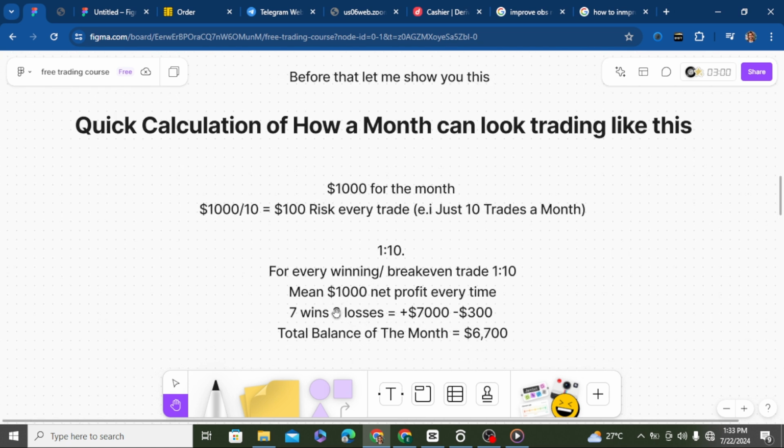So if I have 7 winning trades, most of the time I don't have up to 3 losses. But fine, for calculation's sake, let's say I have 3 losses and 7 wins. Meaning we make $7,000 in profit and $300 in loss. Total balance for that month will be $6,700. It's that simple, and once I break this down for you, I promise you will start getting similar results. So let's go into it.